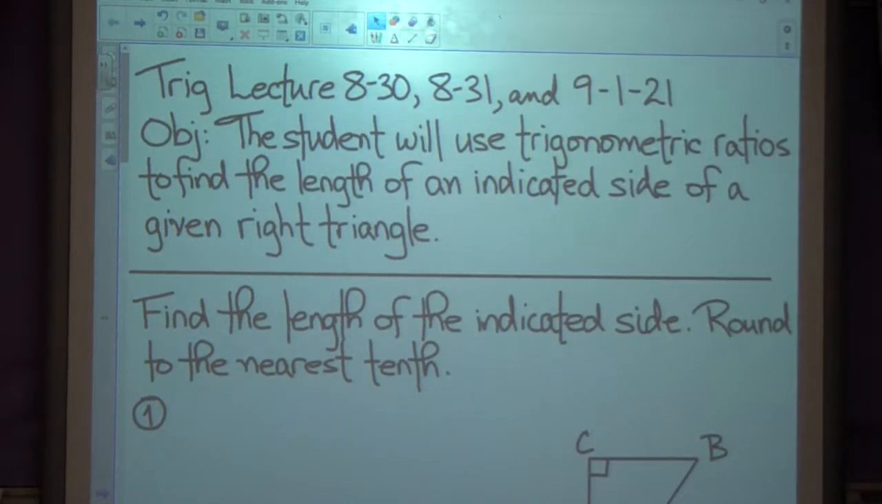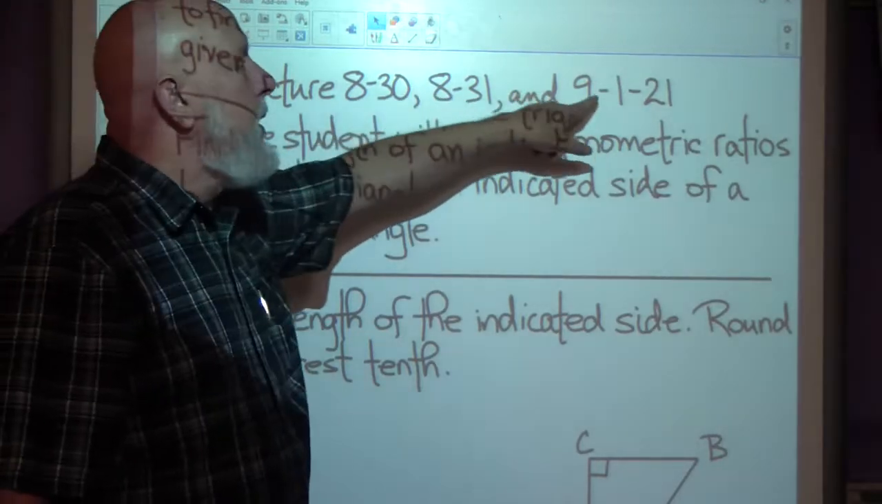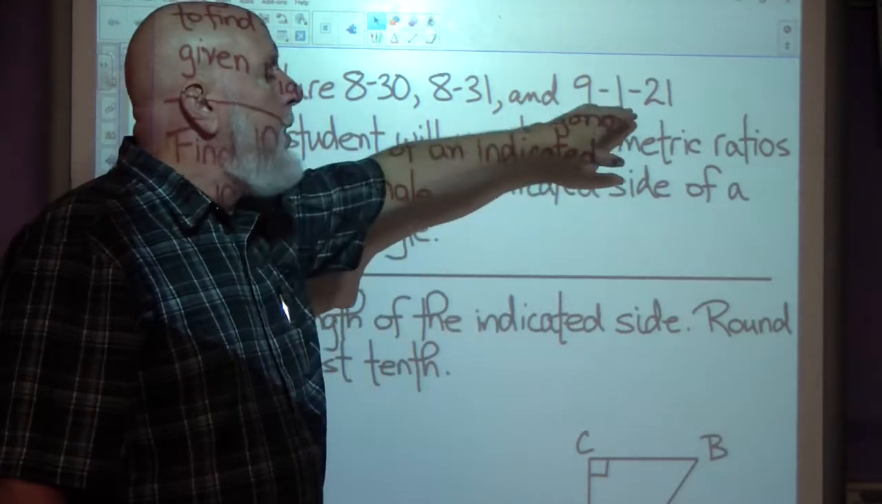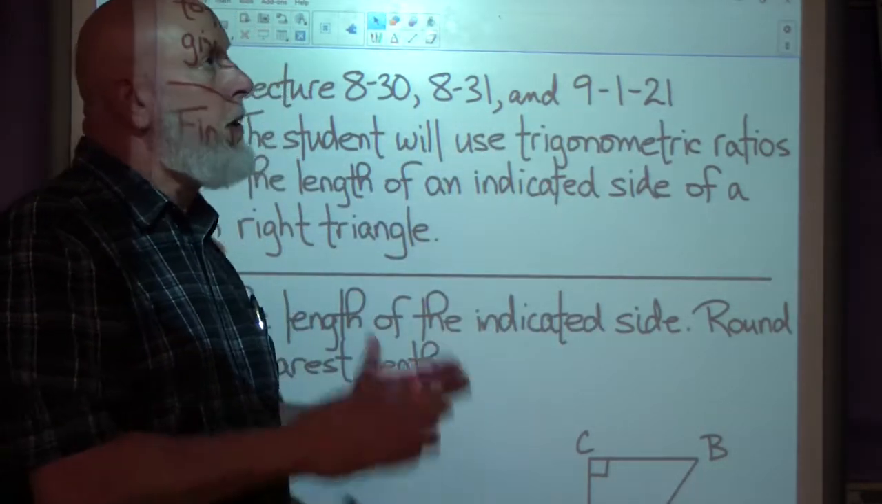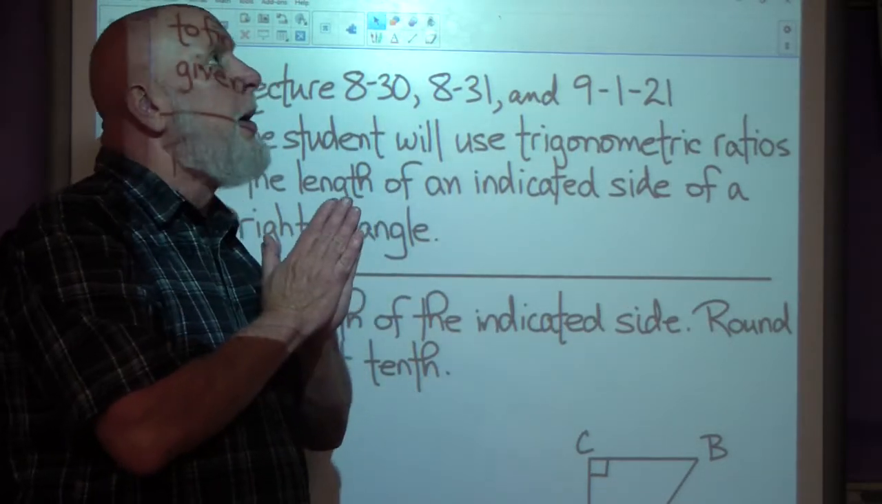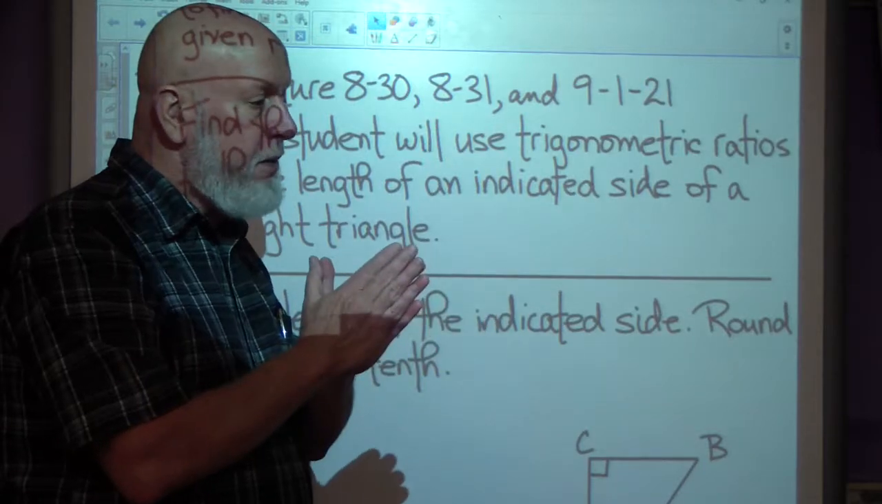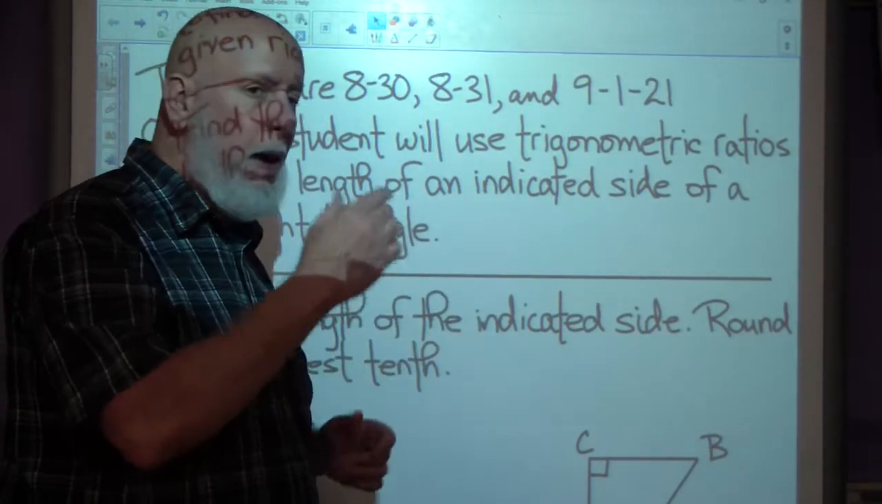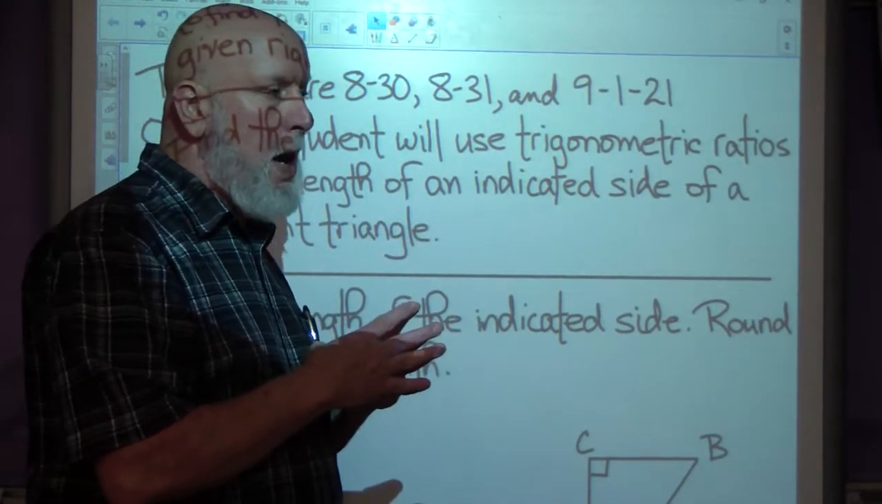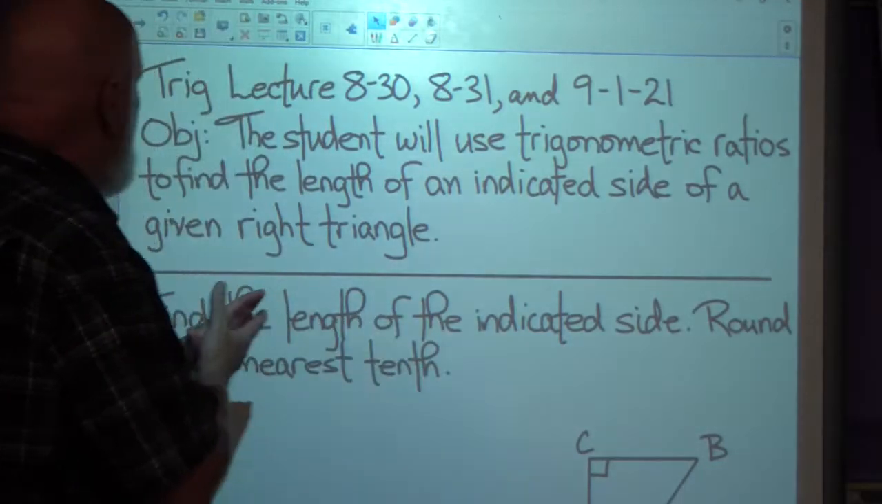All right, looks like we have trig lecture 8/30, 8/31, and 9/1. So we'll have three days of doing this stuff, and then on 9/2, that'll be this Thursday, we'll review everything we covered from the beginning of the semester up to this point, and we'll have a test on Friday, 9/3. Okay, that's the plan.